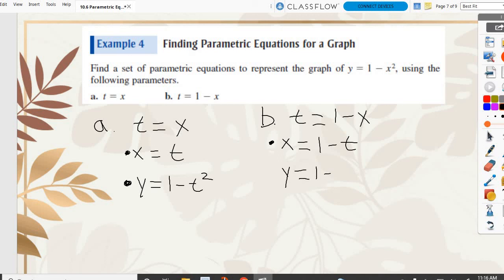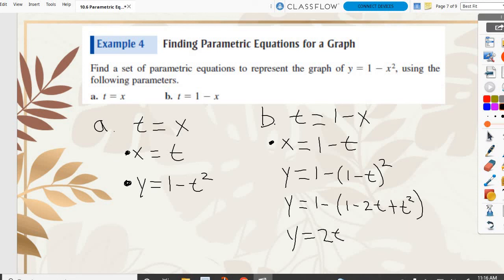This time we are going to have to do a little bit of simplifying. You do have to FOIL. So we get 1 minus 2t plus t squared. So what does y equal? Positive 2t minus t squared, yes, because we're subtracting all of that. So you have to FOIL and then distribute your negative.